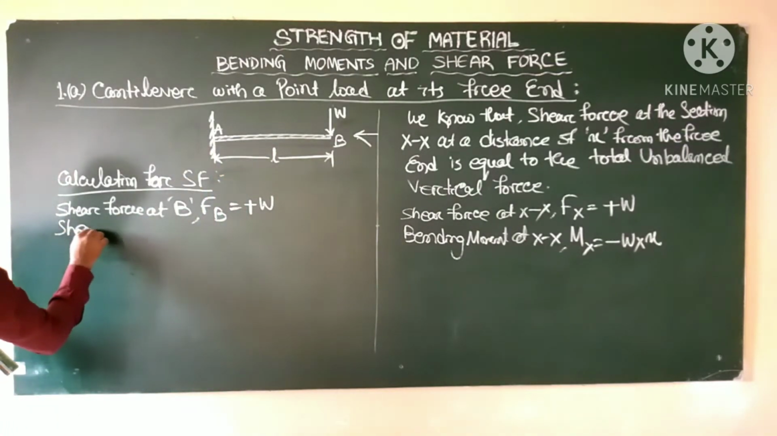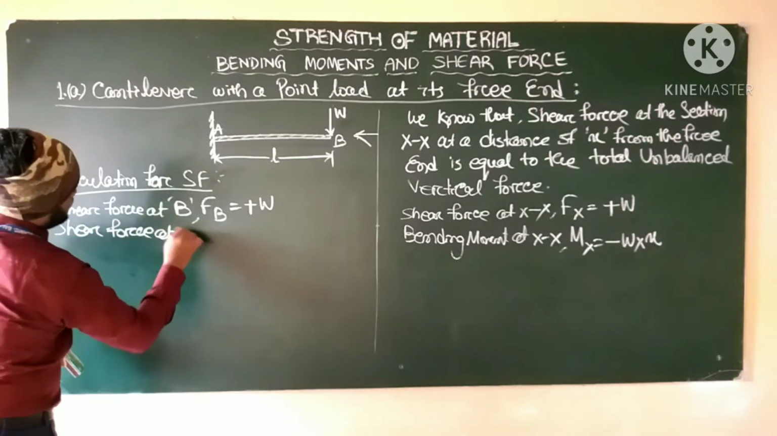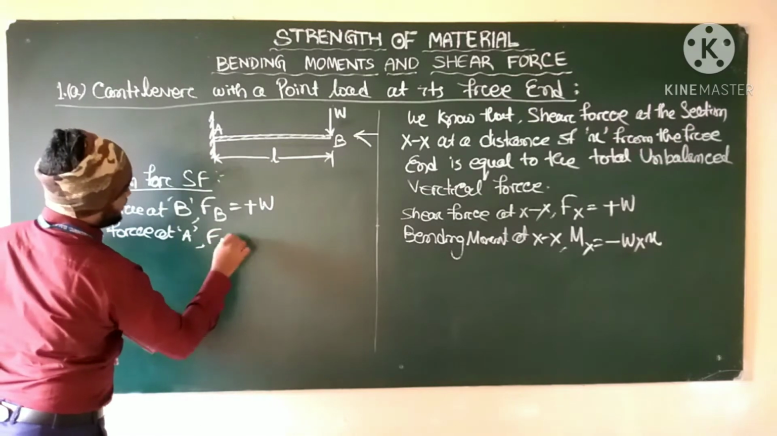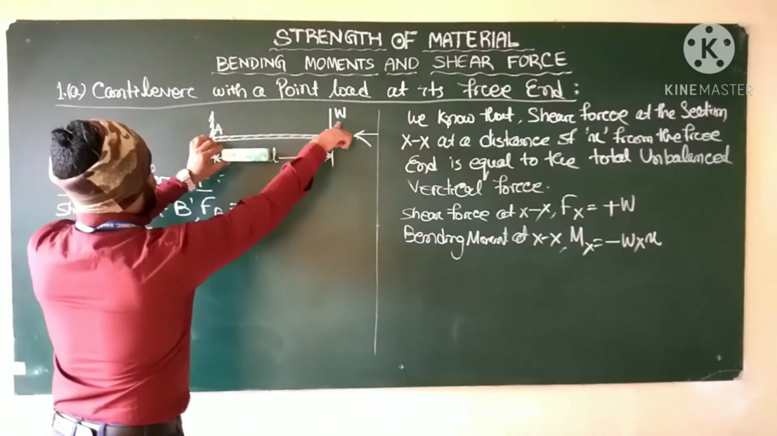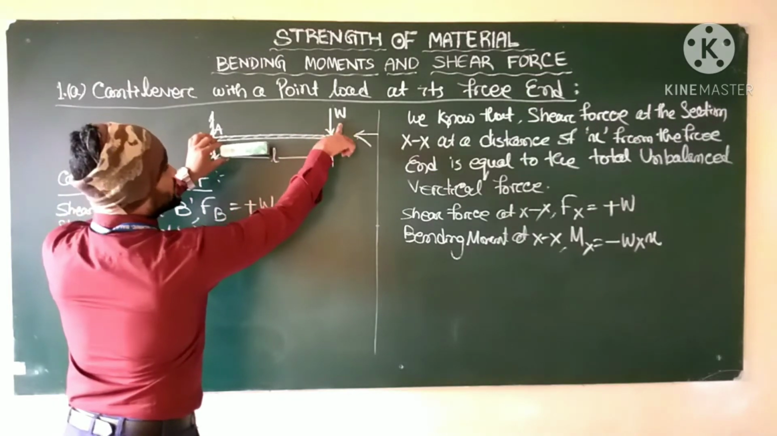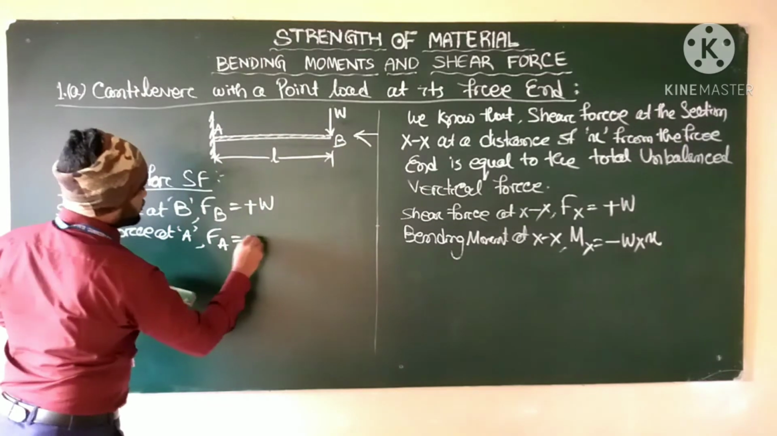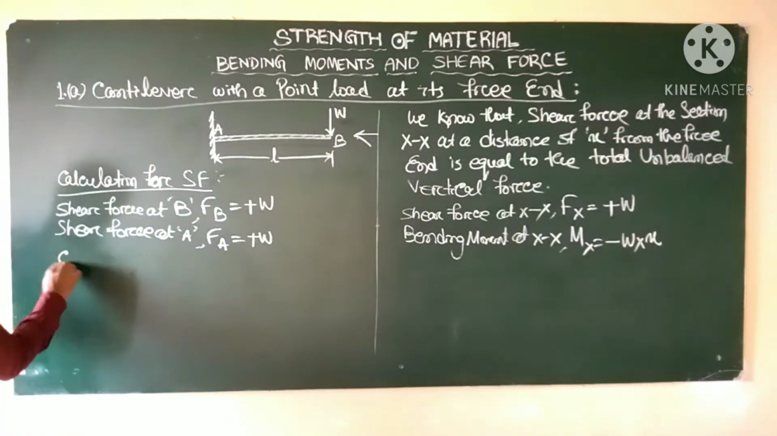So after B, what arises at point A? Shear force at A. What is the shear force at point A? That you can say FA equal to the same. One load is there, we can say a point load. After that there will be no load. So this load we will consider below.